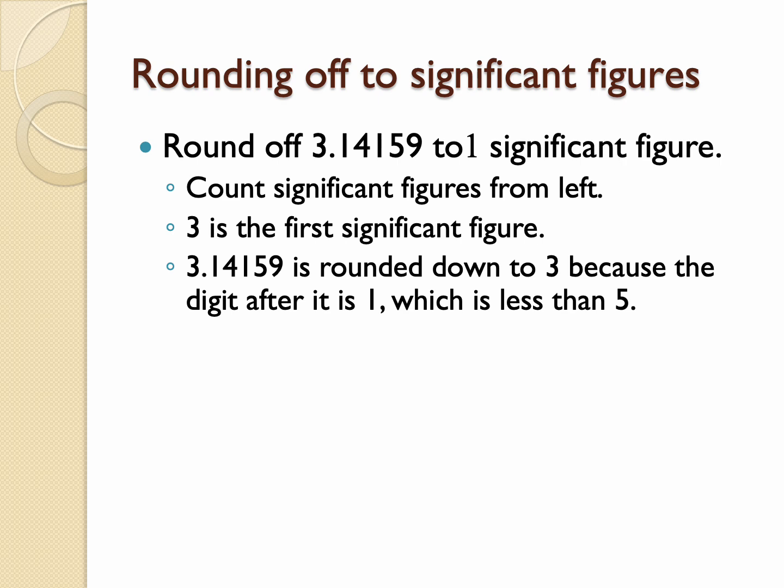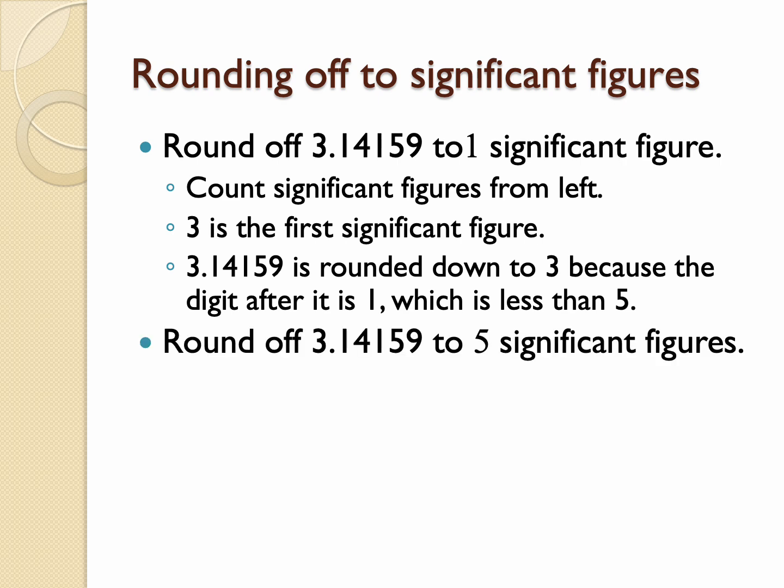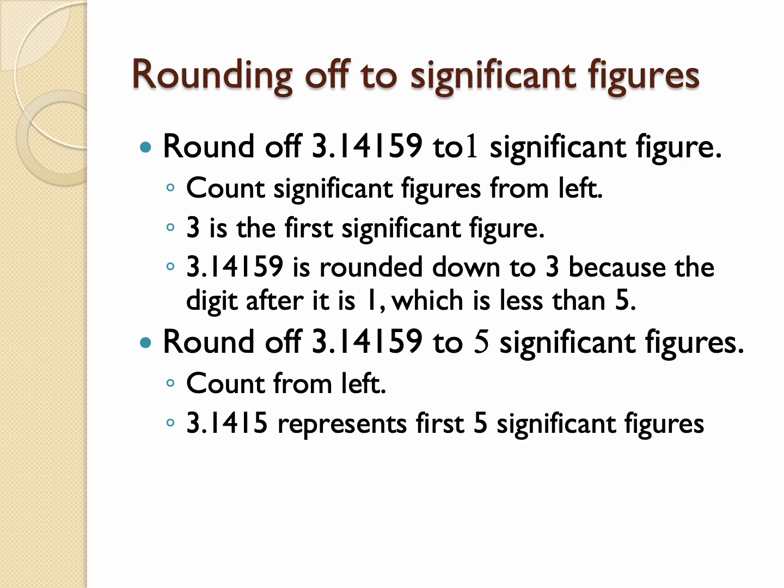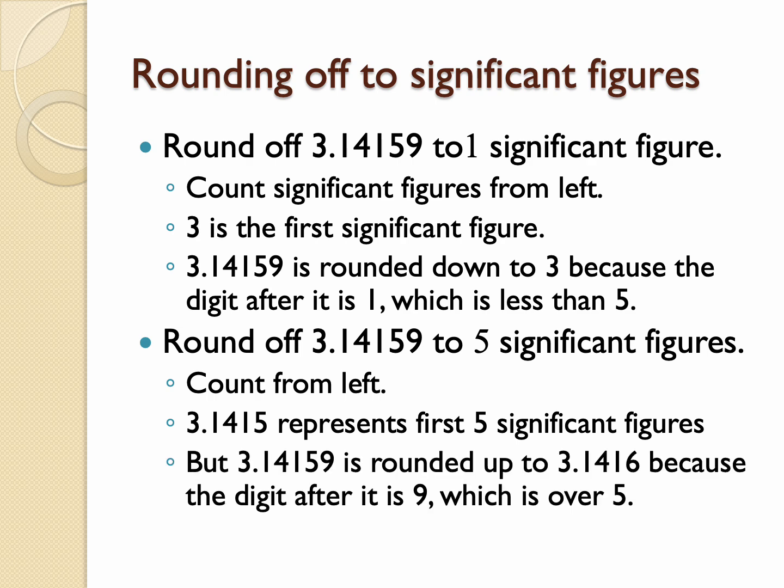Let's now round off the same number, but this time to 5 significant figures. Again, start counting the significant figures from the left. We find that 3.1415 has 5 significant figures. So we look at the next digit after 5 and find a 9 there. So the last significant figure, 5, gets rounded up to 6, and the overall result is 3.1416.